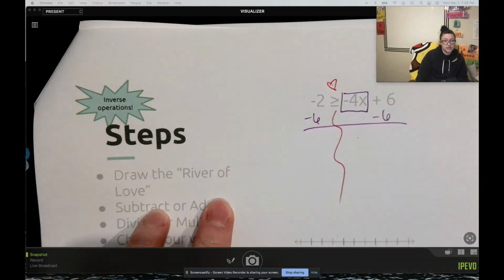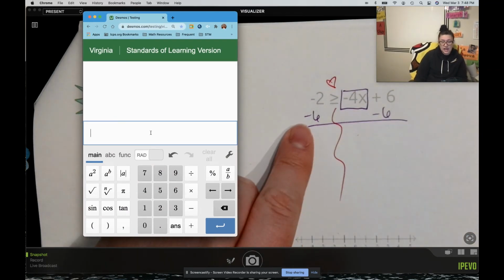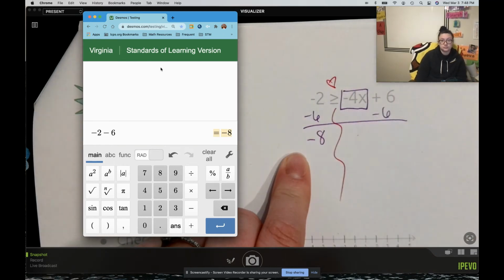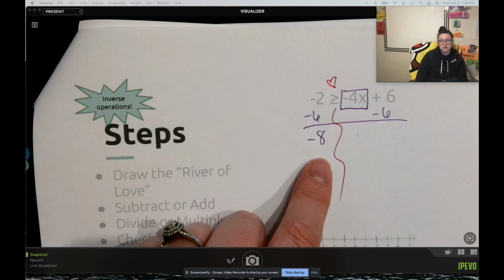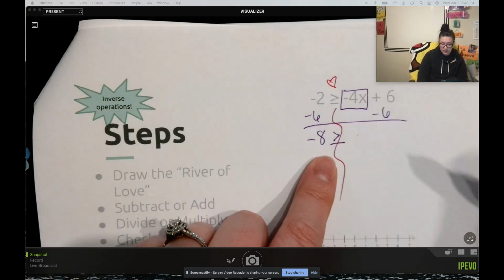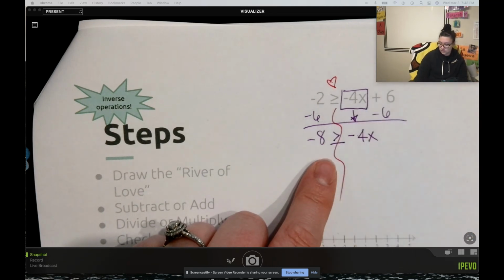Now I know right here this is going to trick some people up. No shame in the calculator game. If I have -2 minus 6, it gives me a -8 for that side. Does my sign flip? No, I subtracted 6. There was no multiplying or dividing there. Now I bring down my -4x.